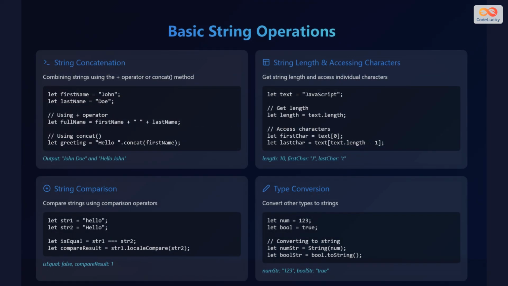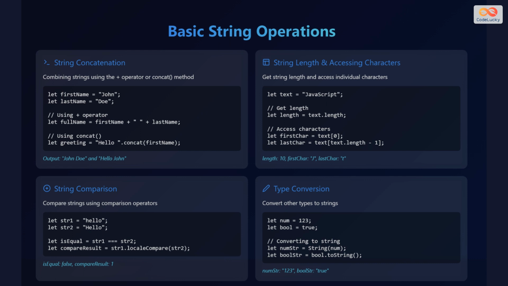String concatenation is the process of combining strings using the plus operator, or the concat method. For example, let firstName = "John", let lastName = "Doe". Using the plus operator, let fullName = firstName + " " + lastName. Using the concat method, let greeting = "hello ".concat(firstName). This results in the output John Doe and hello John.